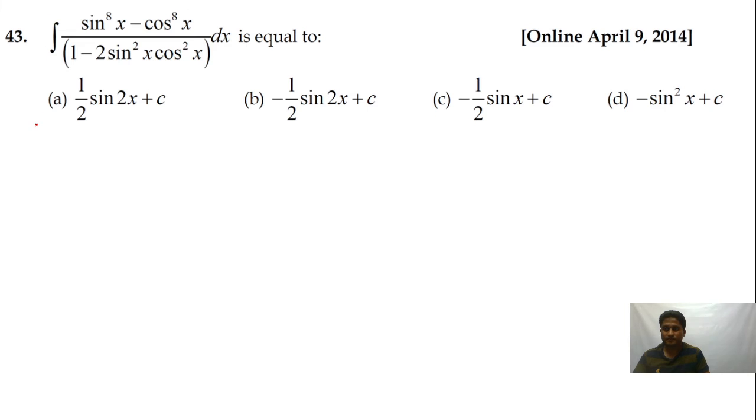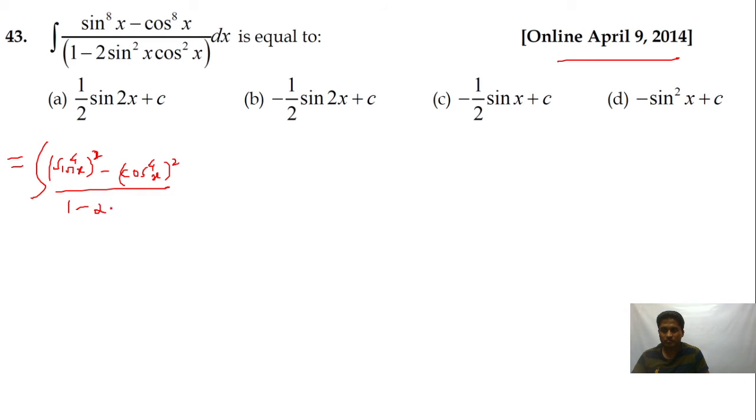Okay, let's move to the next question, guys. Question number 43. This was asked in 2014 paper online, NCERT miscellaneous question only. Sin power 8x can be written as sin power 4 the whole square minus cos power 4 the whole square upon 1 minus 2 sin square x cos square x dx. A square minus b square can be written as a minus b into a plus b, sin power 4 minus cos power 4.